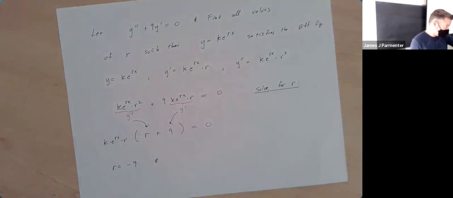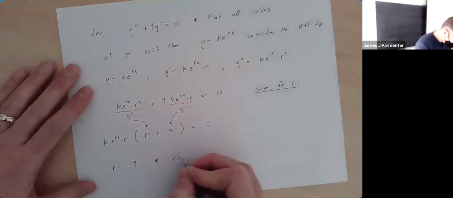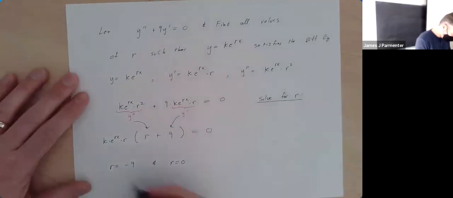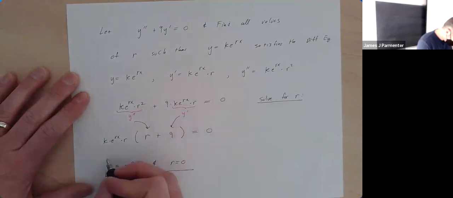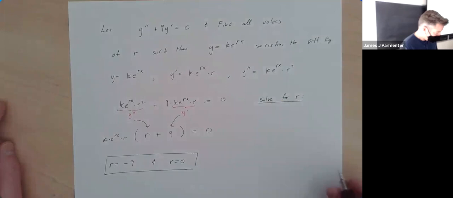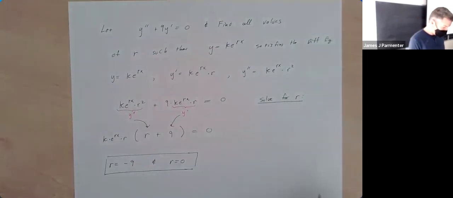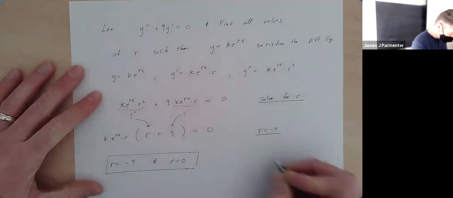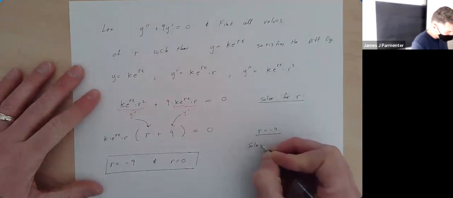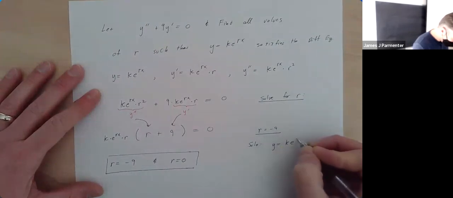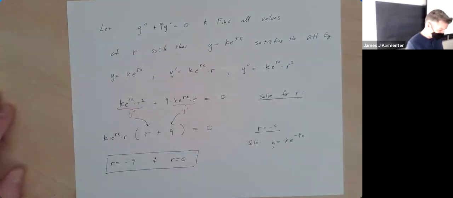Now 0 is kind of a weird answer, which is why I'm not surprised it might have been a little hard to see. Generally that probably won't come up, but those are the two values that make ke to the rx a solution. Not that we're being asked to do this, but if r equals -9, the solution is y equal to ke to the -9x.